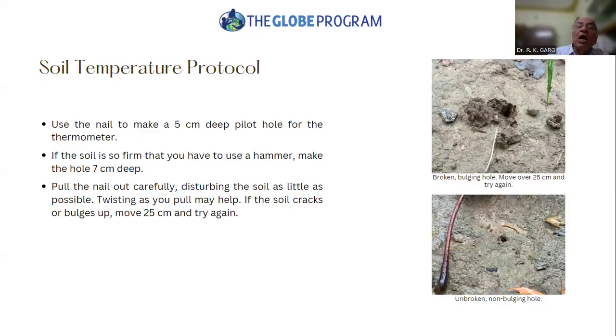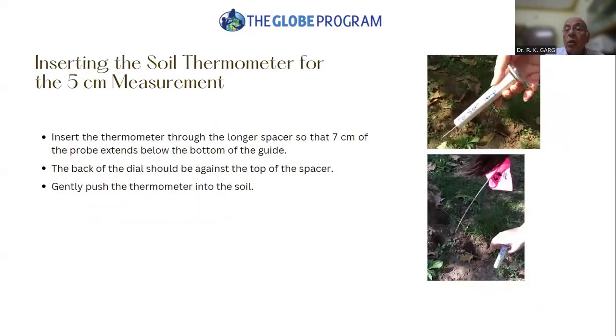So in this way, you have to dig the hole of 7 centimeter, and then we put this instrument. Next, please. Now, insert the thermometer through the longer spacer, because for 5 centimeter you will need a longer spacer, so that 7 centimeter of the probe extends below the bottom of the guide. Just see, this whole spacer is outside the soil. Only 7 centimeter will go inside the soil. That's why you need the spacer for keeping the thermometer properly straight in the soil.